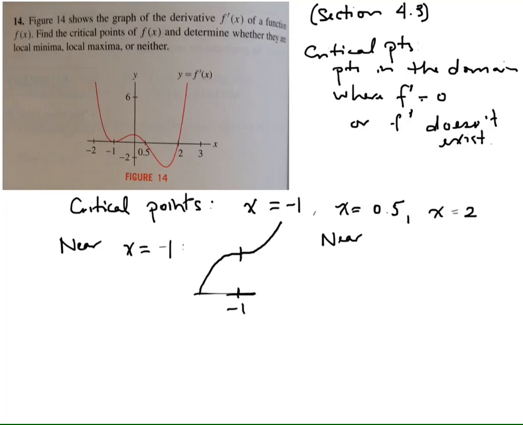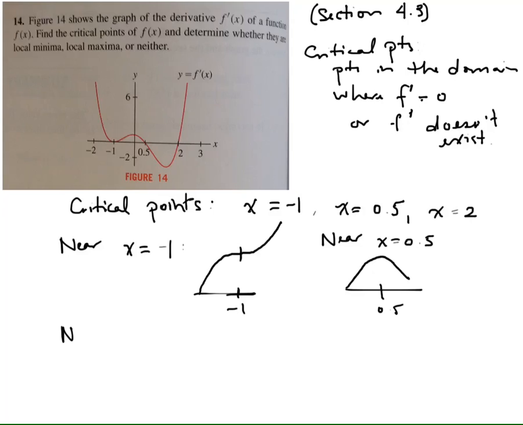On the other hand, near x equals 0.5, a little less than 0.5, our derivative is positive, and a little after 0.5, the derivative is negative. So when we are to the left of 0.5, our function is increasing, the derivative is positive. But after 0.5, we're decreasing. So we must have something like this, where we're increasing until we get to 0.5, then after 0.5 we start to decrease. So that looks like the local maximum.